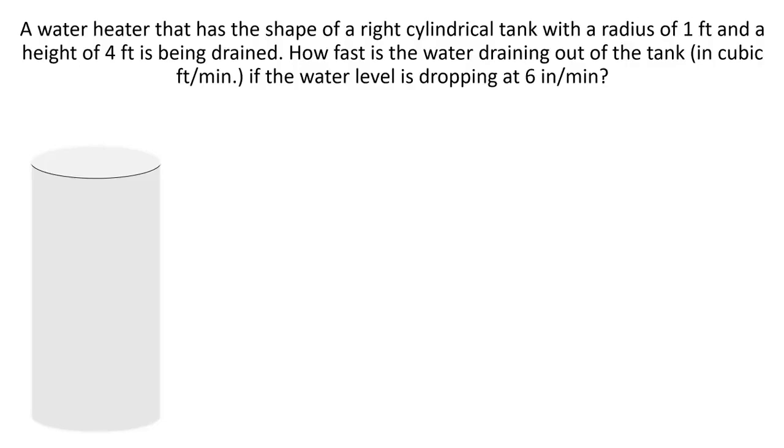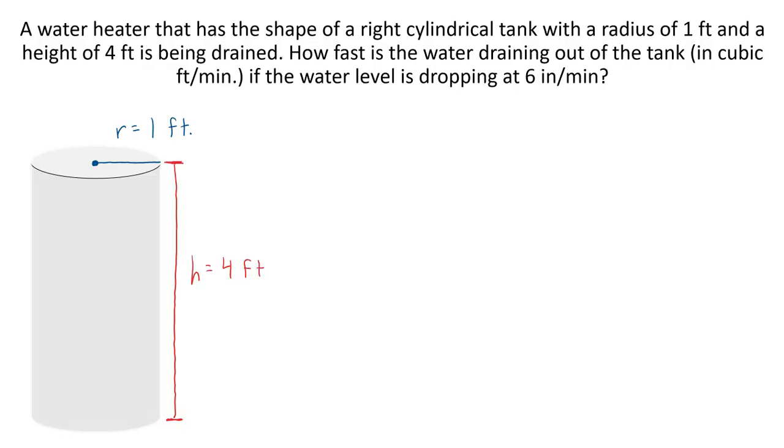In this example, we have a water heater that is the shape of a right cylindrical tank. So you can see I've drawn our hot water heater over here on the left side of the slide. And we know that this tank has a radius of 1 foot. So let's go ahead and label that information on our tank over here. We're also told that it has a height of 4 feet. So let's go ahead and label that information.